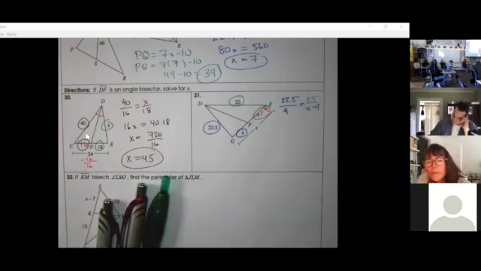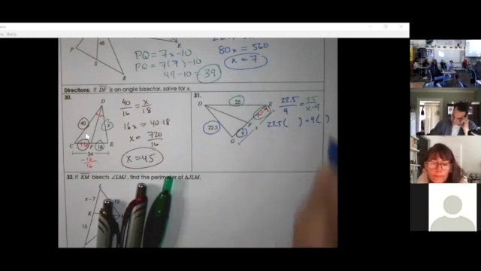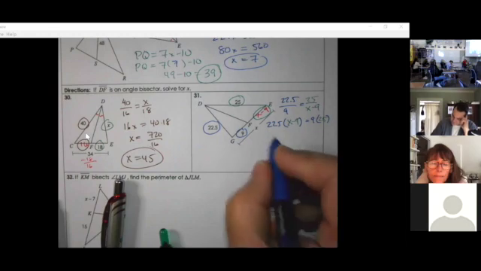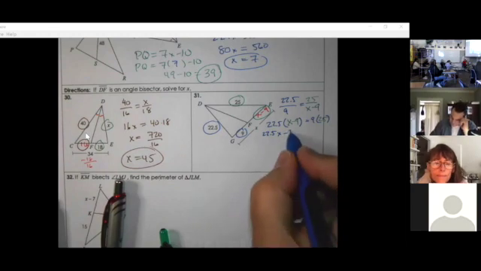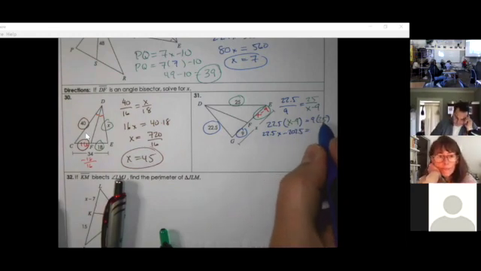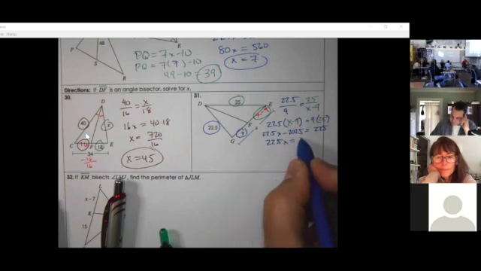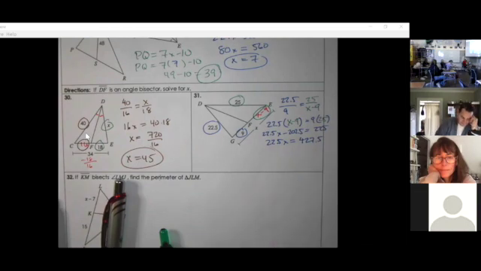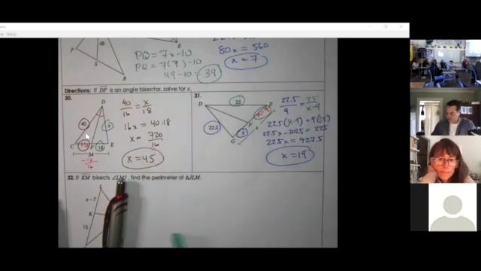Cross multiply, and I get 22.5 times x minus 9 equals 9 times 25. So 22.5x minus 9 times 22.5 is equal to 202.5. 9 times 25 is equal to 225. Add this to both sides, 22.5x equals 427.5, divided by 22.5, x equals 19. And yet we're looking for x.